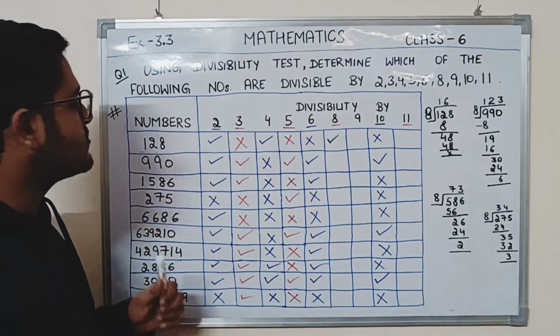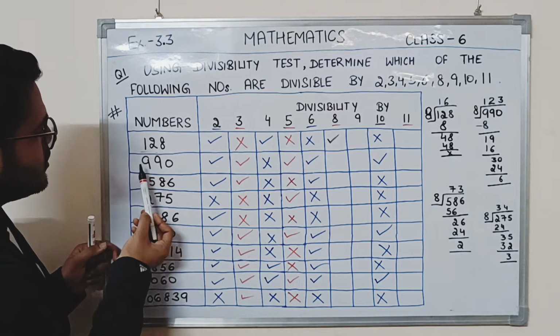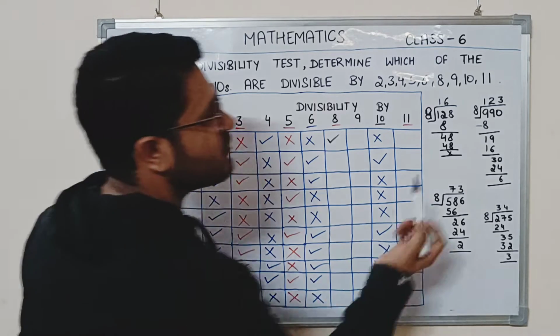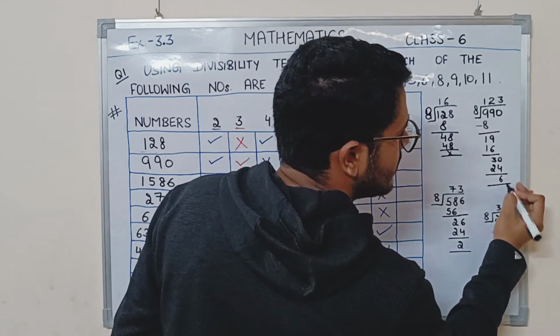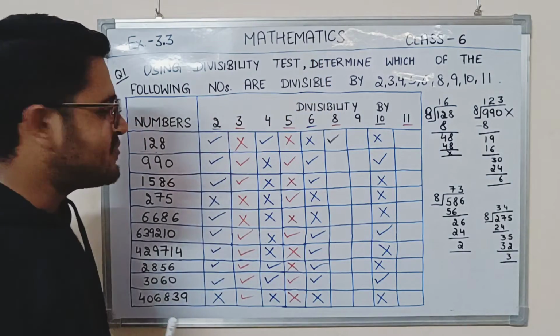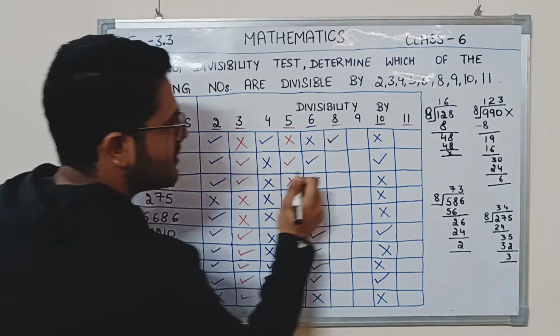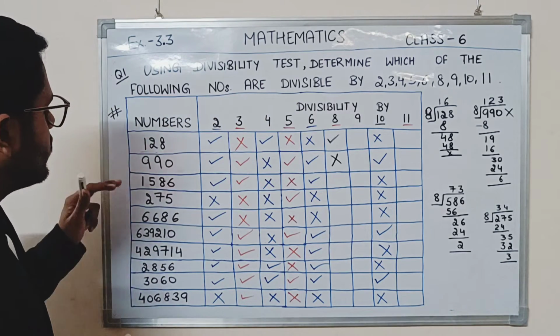Next, move to 990. The last three digits will be 990. When we divide 990 by 8, we get a remainder of 6. Therefore 990 is not divisible by 8, and this whole number is also not divisible by 8. Move to next.